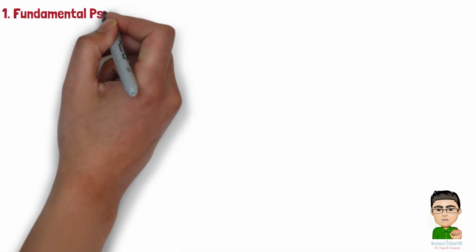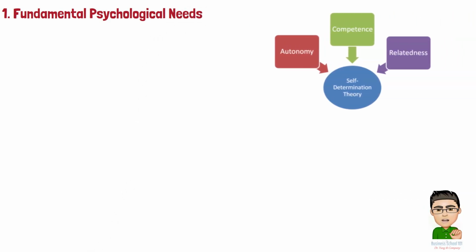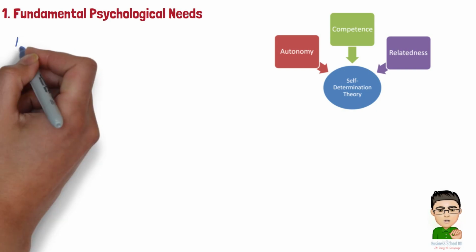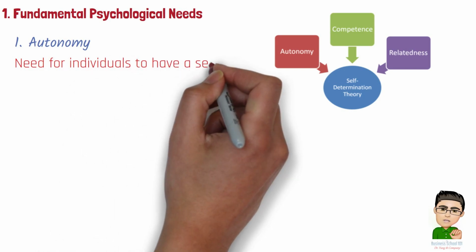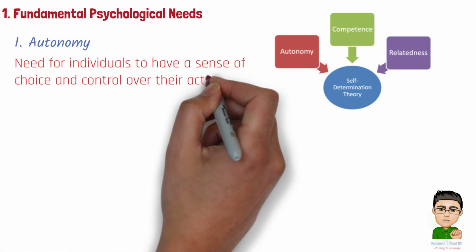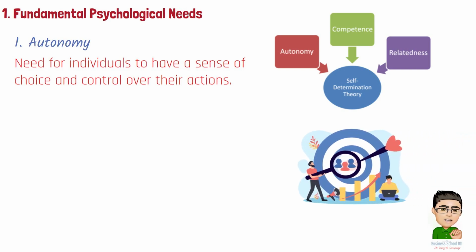Section 1. Fundamental psychological needs. The self-determination theory suggests that there are three fundamental psychological needs in the workplace. First, autonomy. Autonomy refers to the need for individuals to have a sense of choice and control over their actions. In a business context, this means allowing employees to make decisions, set their own goals, and have a say in how they perform their work. When employees feel that they have autonomy, they are more motivated and engaged.